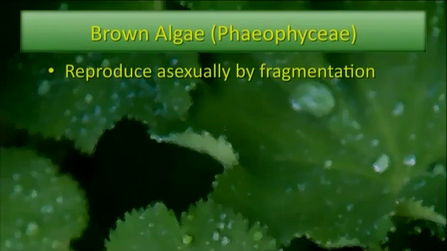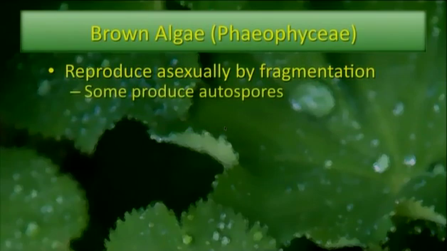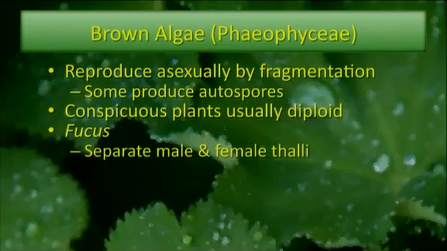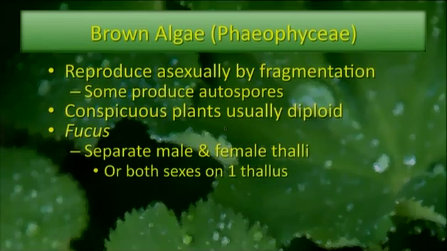So they reproduce asexually by fragmentation. We talked about fragmentation before. And some produce autospores. And for the sargassums, the conspicuous plants are usually diploid. Now another genus called Fucus has separate male and female thalli, or they'll have both sexes on one thallus.